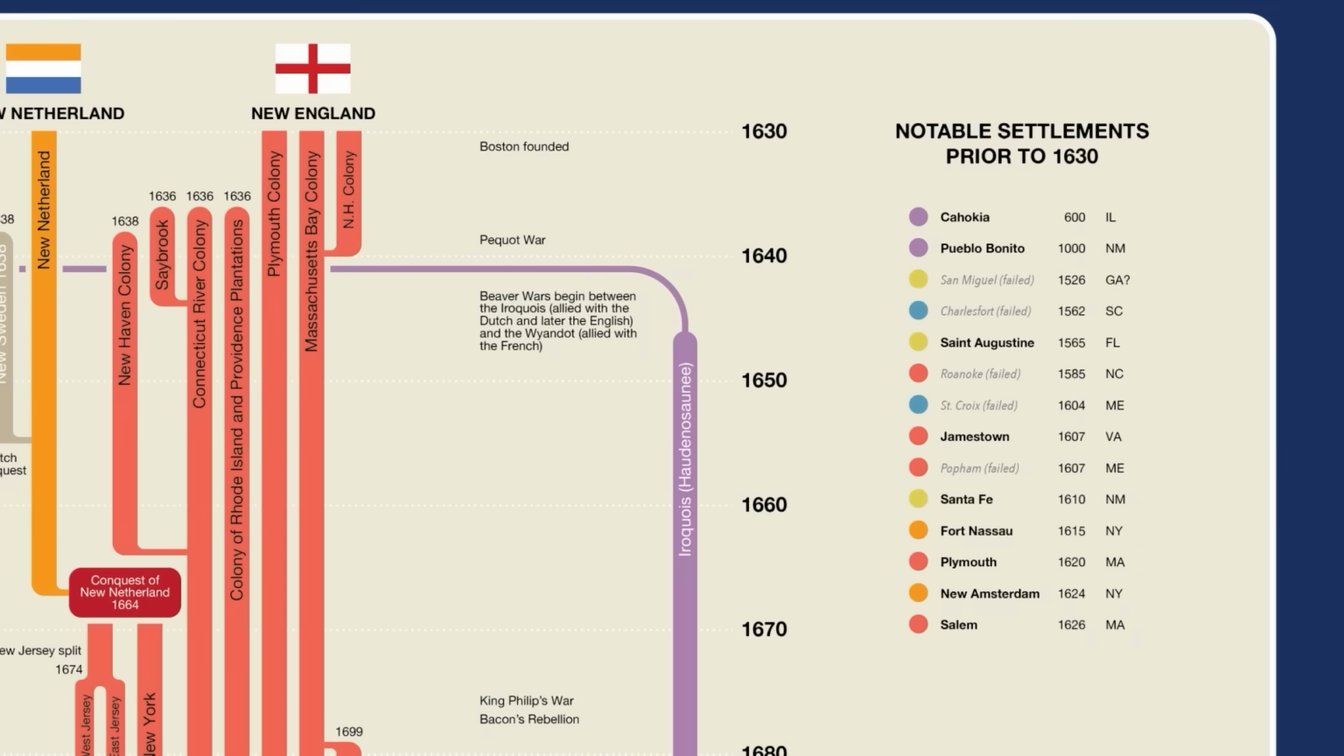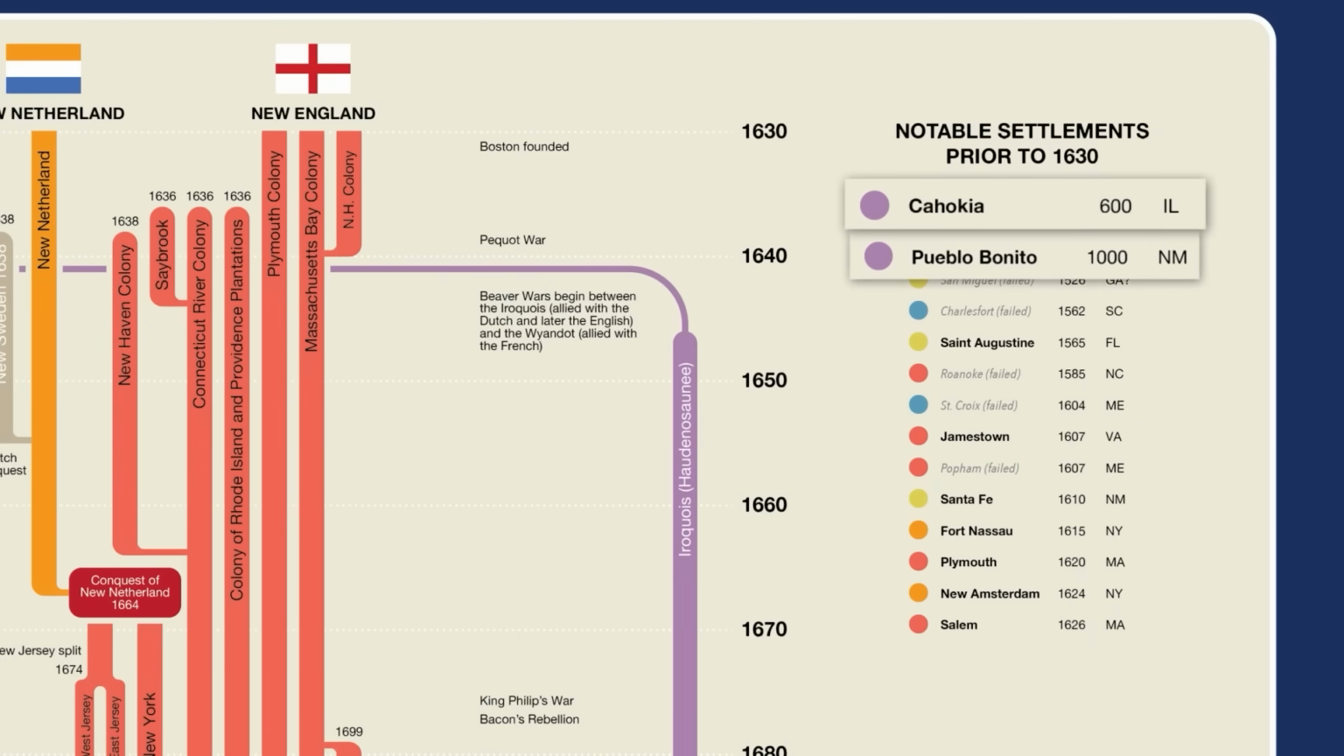I started with two very important indigenous settlements. Cahokia in Illinois, which had a population of 20,000 all the way back in the year 600, and Pueblo Bonito in New Mexico, which is famous for its multi-story homes, dating to around the year 1000.